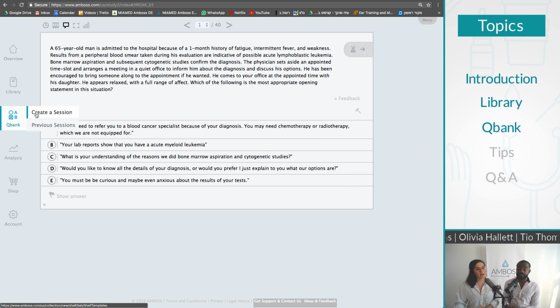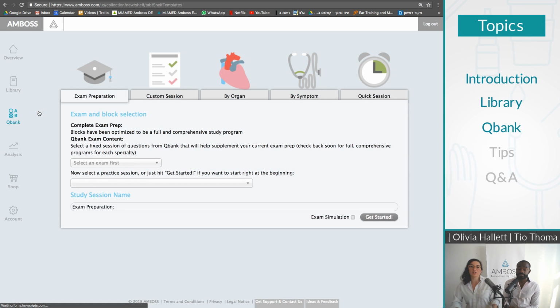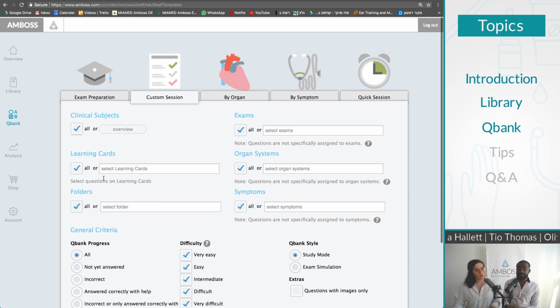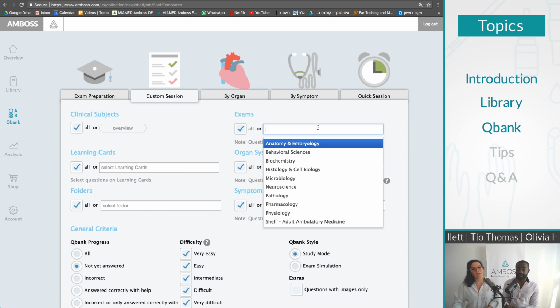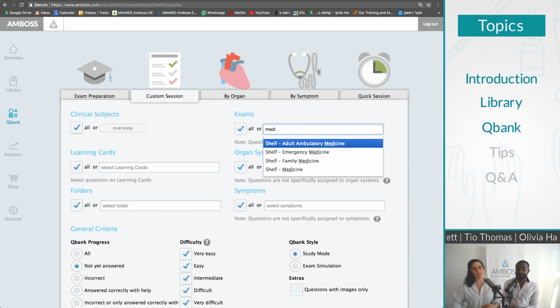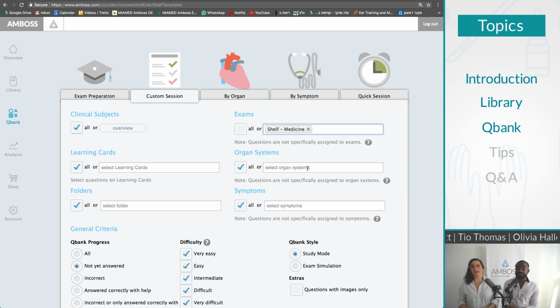So if you want to create a session, if you've gone through a shelf with us, for example, if you've gone through surgery and now you're starting to do the IM questions, you can go to questions that you've not yet answered here in this general progress area, and then you can open up the questions that are specifically medicine oriented, and that should filter out anything that you've seen before with your surgery questions.